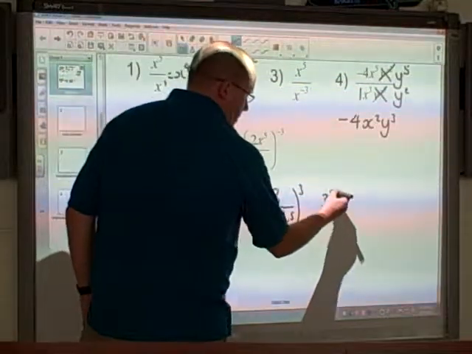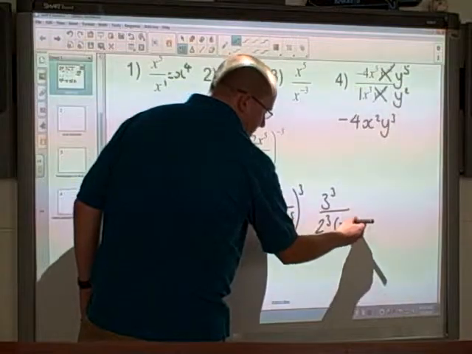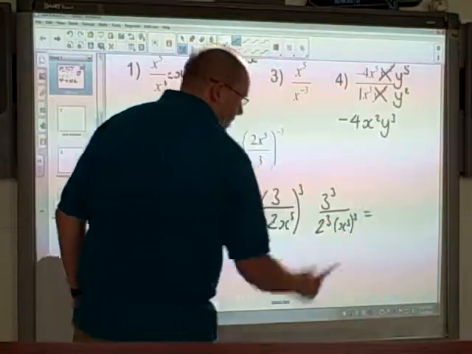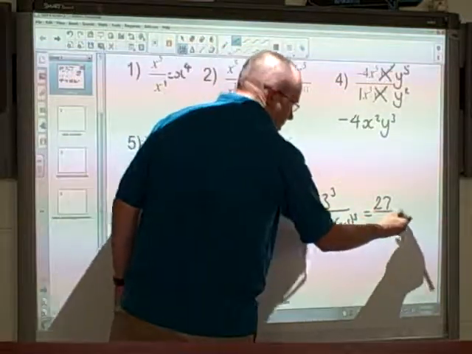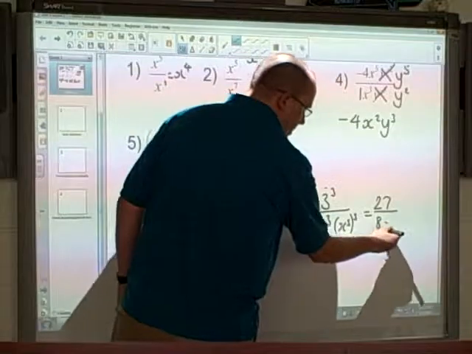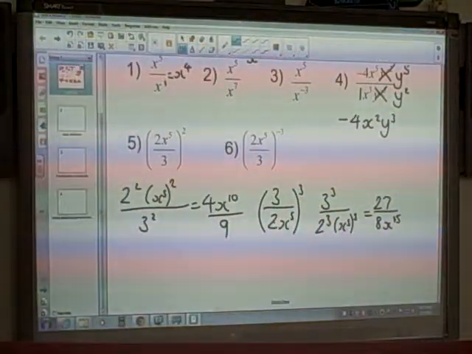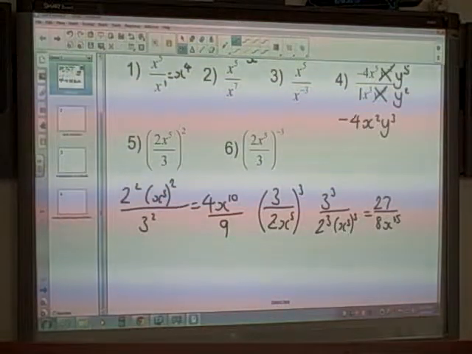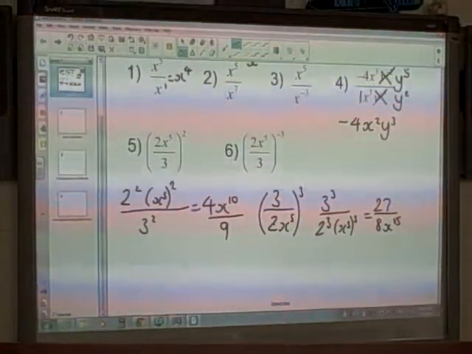So 3 cubed, 2 cubed, and x to the 5 cubed. So 3 cubed, 27, 2 cubed, 8, and x to the 5 to the 3, power to a power, we're going to multiply the separate powers, so 5 times 3 is 15. So just make sure you're familiar with those rules for when we're dividing, so we can be a little more successful on some of those quizzes or re-quizzes.